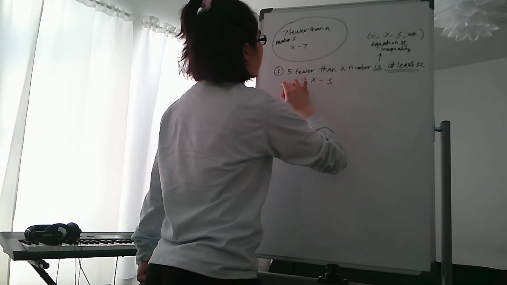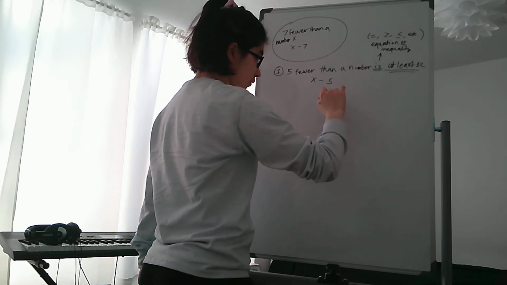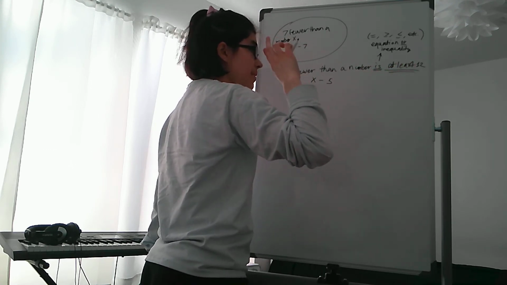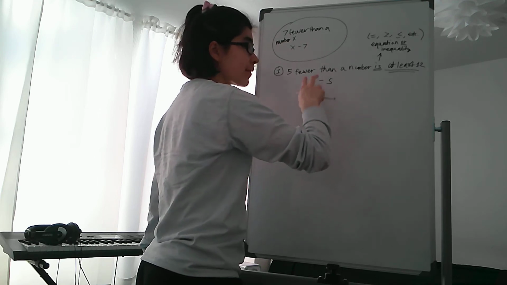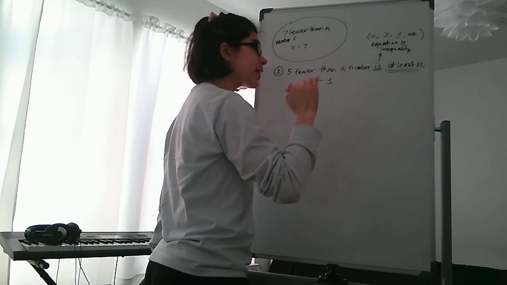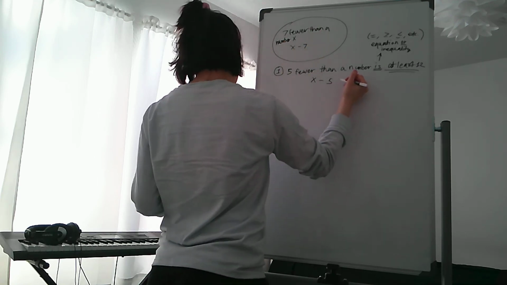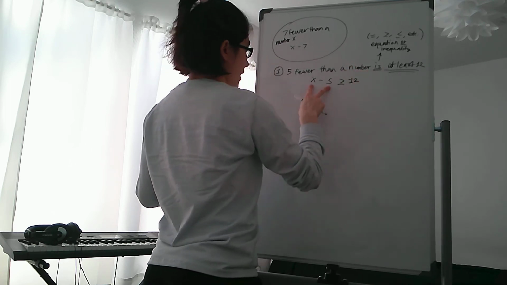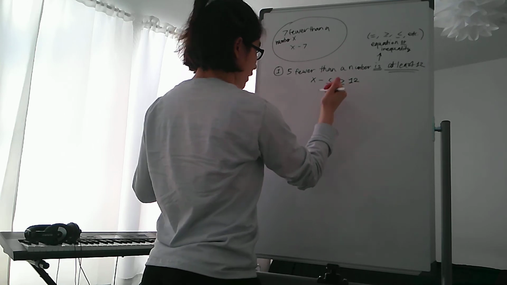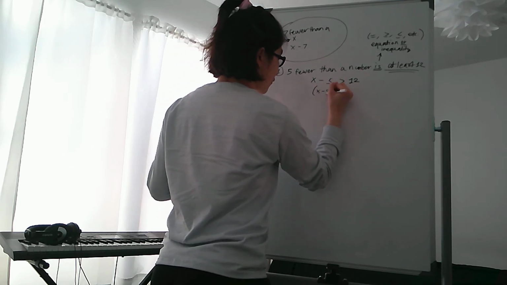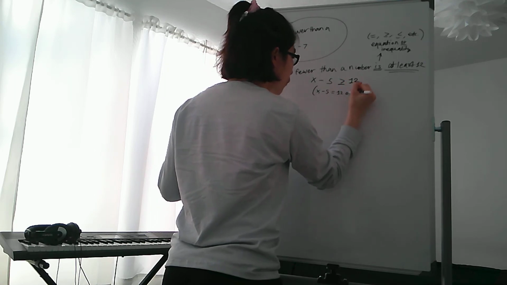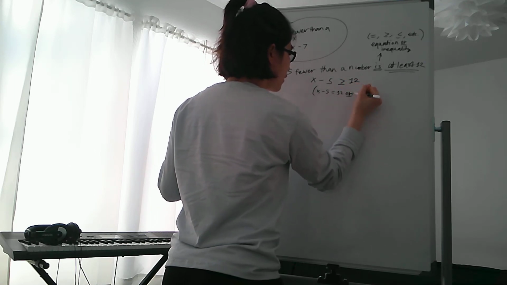But anyway, 5 fewer than a number, x minus 5, is at least, okay, at least, like I said, it can be 12, x minus 5 can be equal to 12, or it can be bigger than 12. So we're going to say x minus 5 is greater than or equal to 12, right? It can be equal to 12, right?